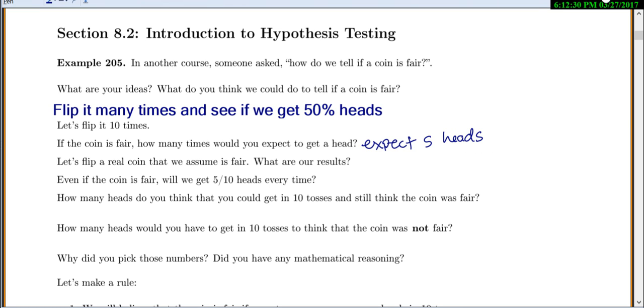So let's pause and actually flip a coin. Actually, I don't want to do that. I'm going to write down what we did last time. It takes long to find my coin in my wallet. So last time I got heads, heads, tails, tails, tails, heads, tails, tails, tails, heads. Okay, so this one was 4 heads. So I didn't get the 5 that I was expecting.